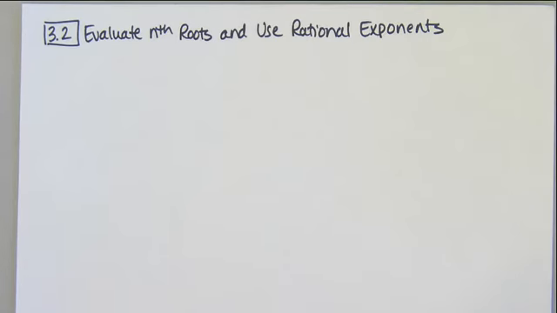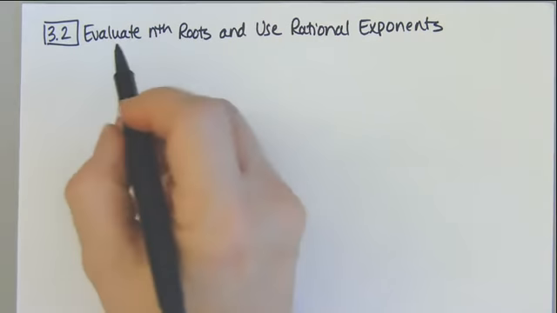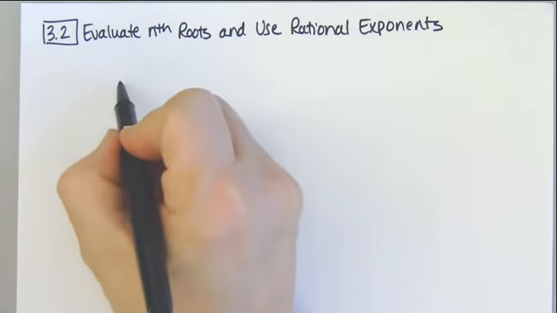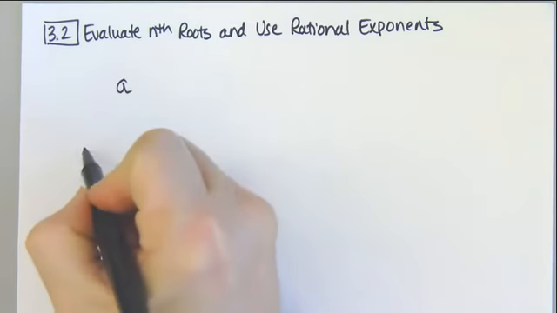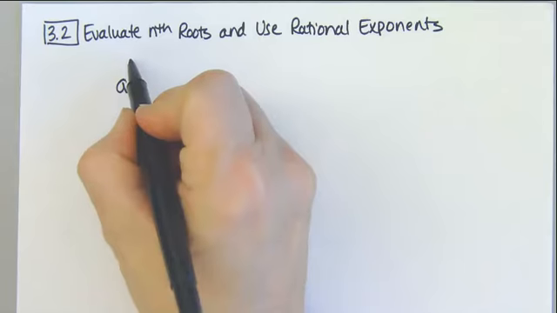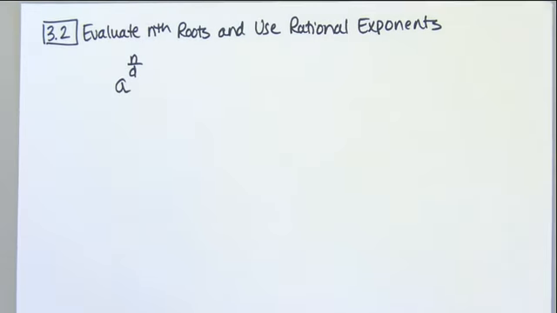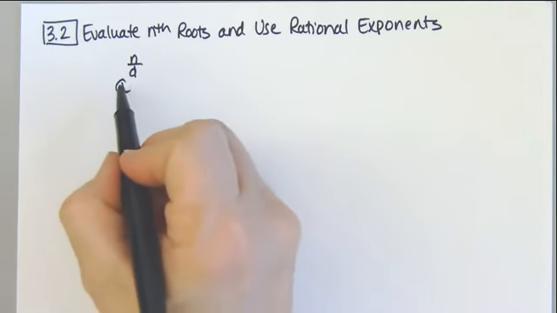Trying to evaluate nth roots and use rational exponents. So first thing we're going to have to do is convert between two different formats. If I give you a variable, a number, or something, and then the exponent is actually a fraction, I'm going to put n over d for numerator over denominator. This is what we call a rational exponent.